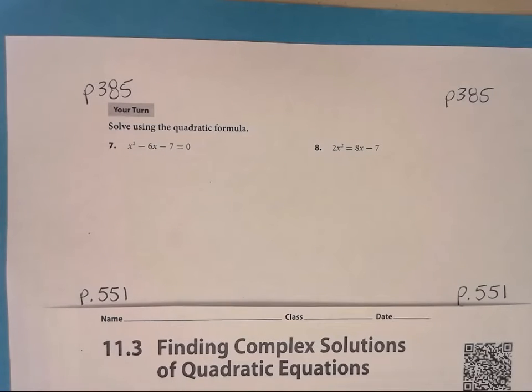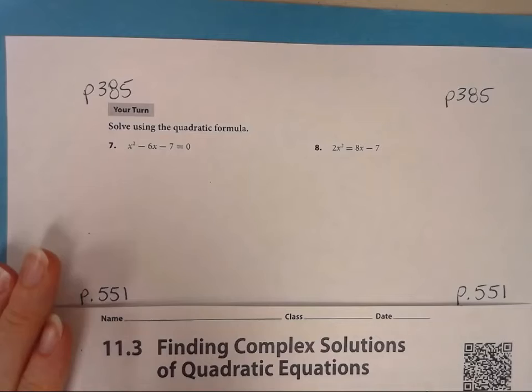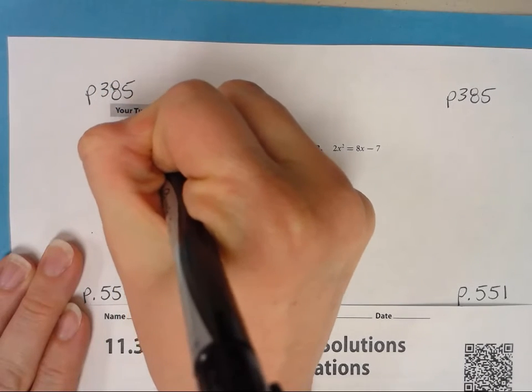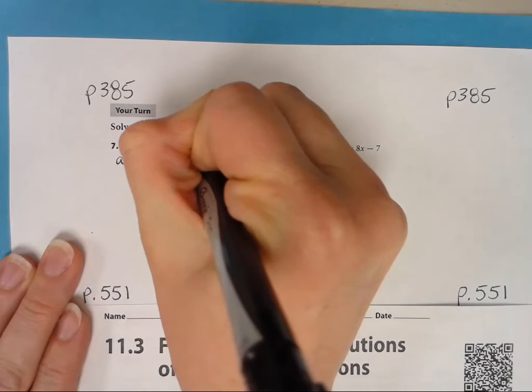Lesson 9.3, using the quadratic formula to solve equations. Let's look at example 7. First, start with naming your A, B, and C values. So A is 1, B is -6, and C is -7.